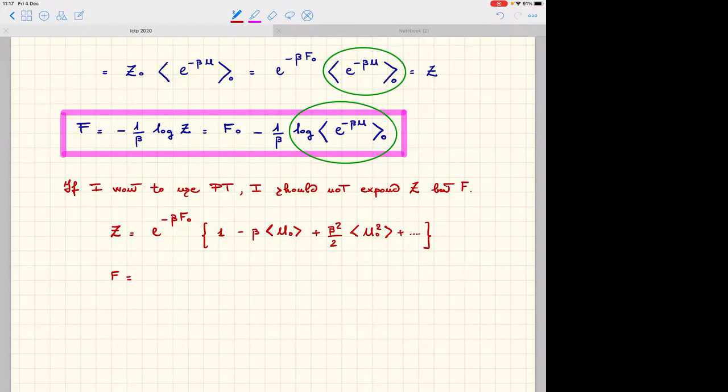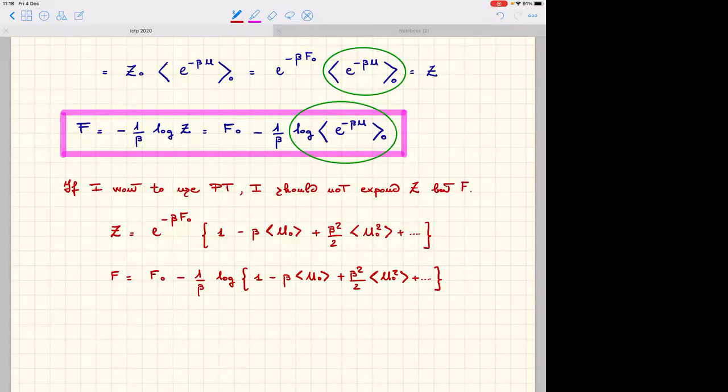Now, if we perform the same expansion for the free energy, we will get F naught plus, or sorry, minus 1 over beta, the log of 1 minus beta u naught plus beta squared over 2 u naught squared plus etc. Okay?